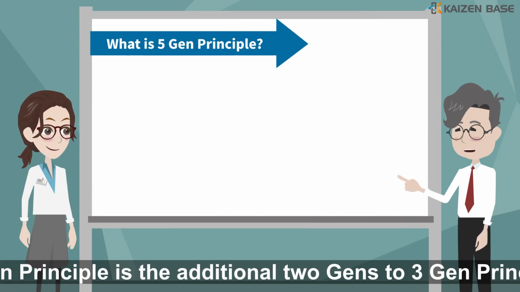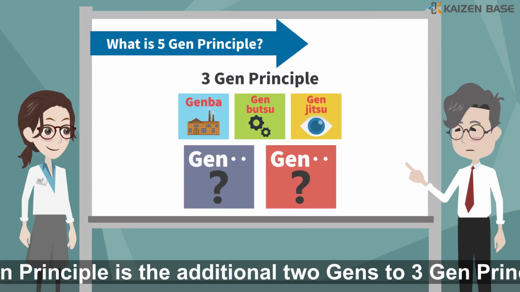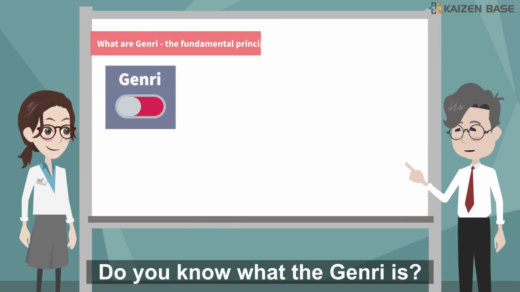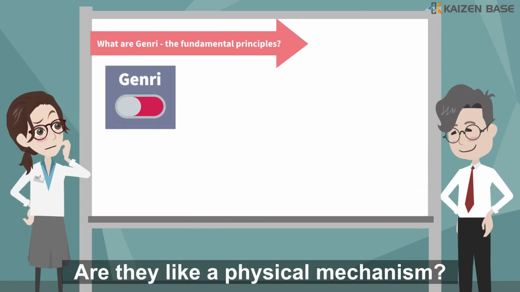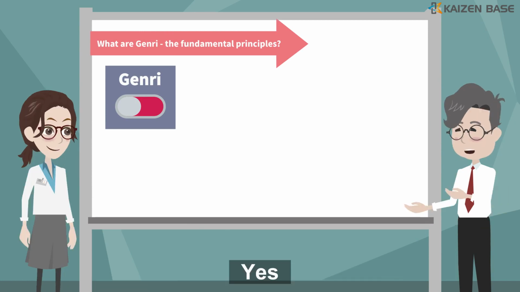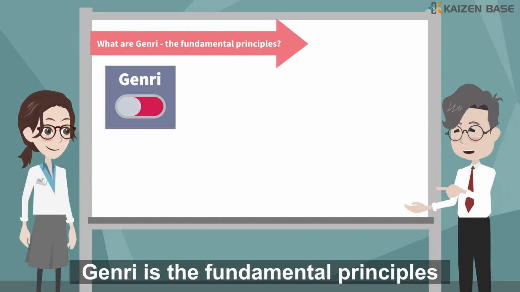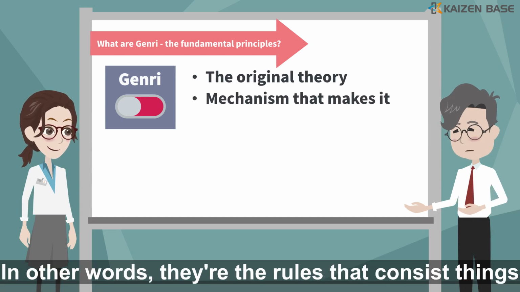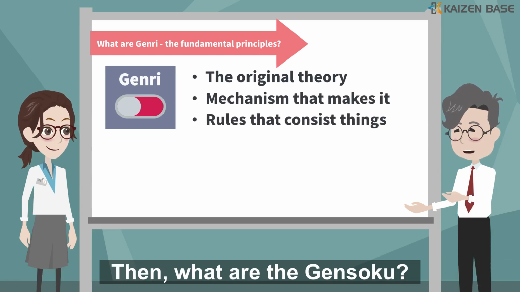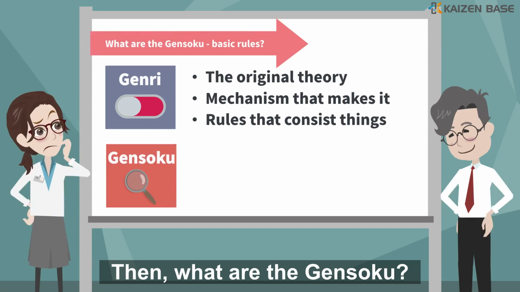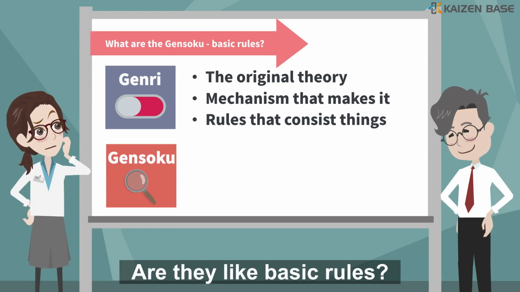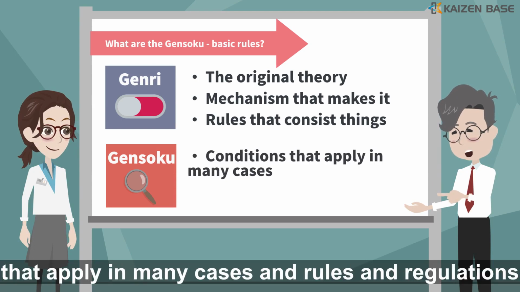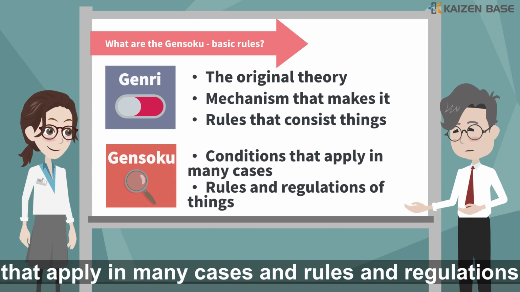The 5-GAM principle adds 2 GAMs to the 3-GAM principle: Genri and Gensoku. Do you know what Genri is? Is it like a physical mechanism? Yes. Genri is the fundamental principles, the original theory and the mechanism that makes it. In other words, they're the rules that constitute things. Then, what is Gensoku? Is it like basic rules? Exactly. The basic rules are conditions that apply in many cases, and rules and regulations.